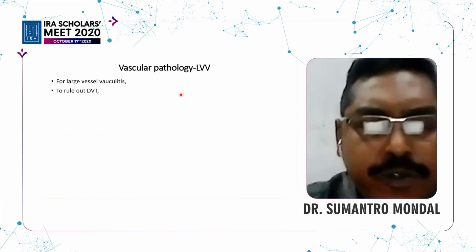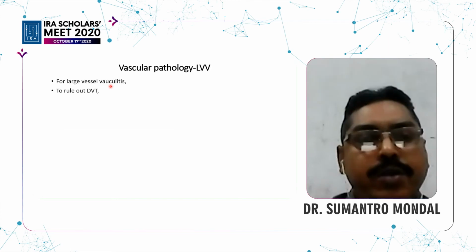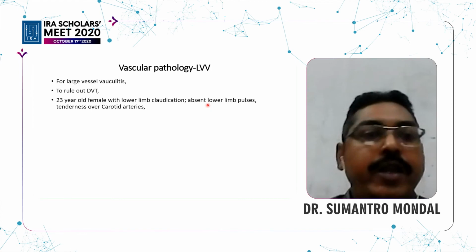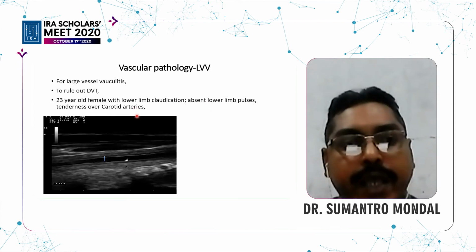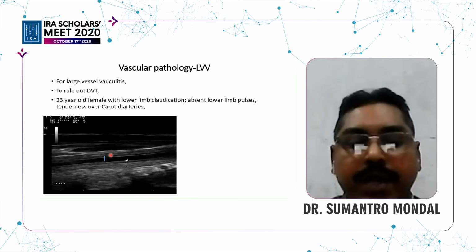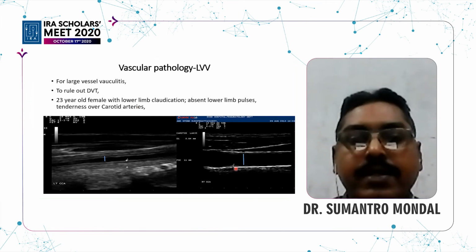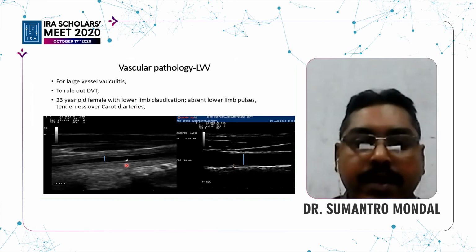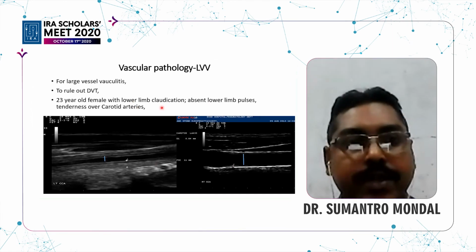So now let us move to some of the vascular pathology. In USG, the major role is for large vessel vasculitis and also to rule out DVT. A young female with lower limb claudication, diminished lower limb pulses, and tenderness over the carotid arteries, and USG of the carotid artery was done. This is the USG image. If we compare it with a normal carotid artery, where a very clear lumen can be seen, and this is the wall thickness, in comparison this patient has a gross homogeneous thickening of the entire carotid wall with compromise of the lumen. So this is most probably a large vessel vasculitis or Takayasu's arteritis.